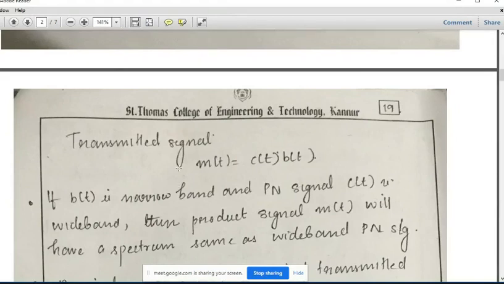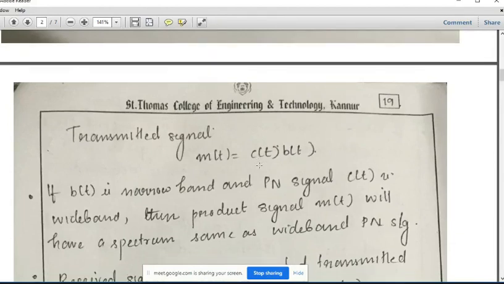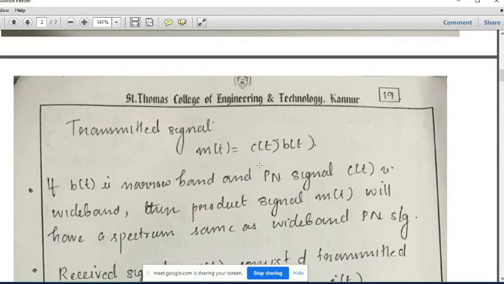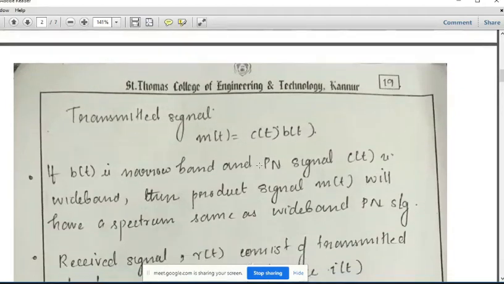So this m(t), which is a product of c(t) and b(t), will have the same spectrum as that of the wide band PN signal. So if b(t) is a narrow band signal and the PN signal c(t) is a wide band signal, then the product signal m(t) will have a spectrum same as that of the wide band PN signal.